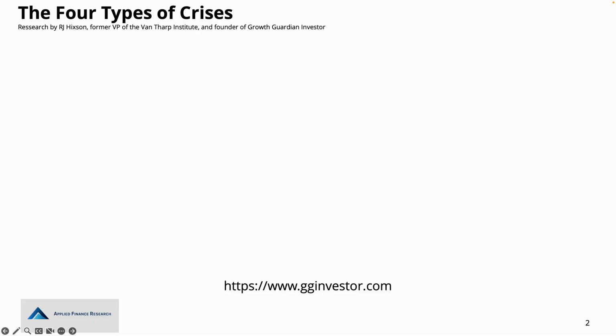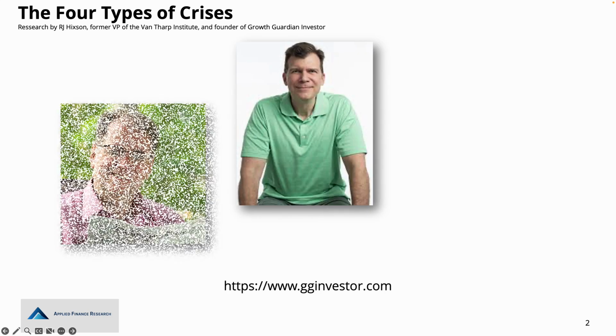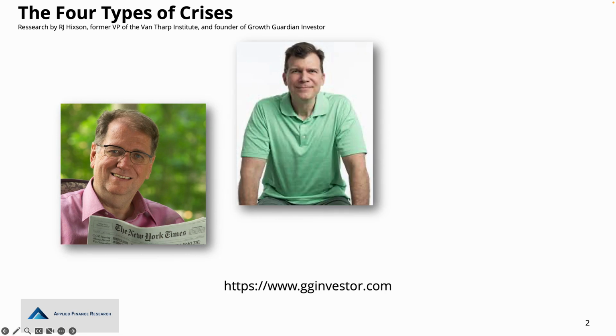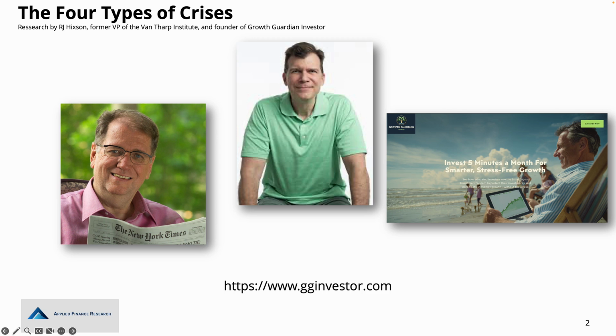So the research that we're going to talk about here comes from R.J. Hixson, who is the former vice president of the Van Tharp Institute and the co-author of the book he and I are writing together called Smart is Not Enough. RJ is also the founder of the Growth Guardian newsletter, in which he uses proprietary monthly system signals that I created for him and his subscribers. It's an excellent system, and RJ's newsletters are very informative. I read them and learn things all the time.